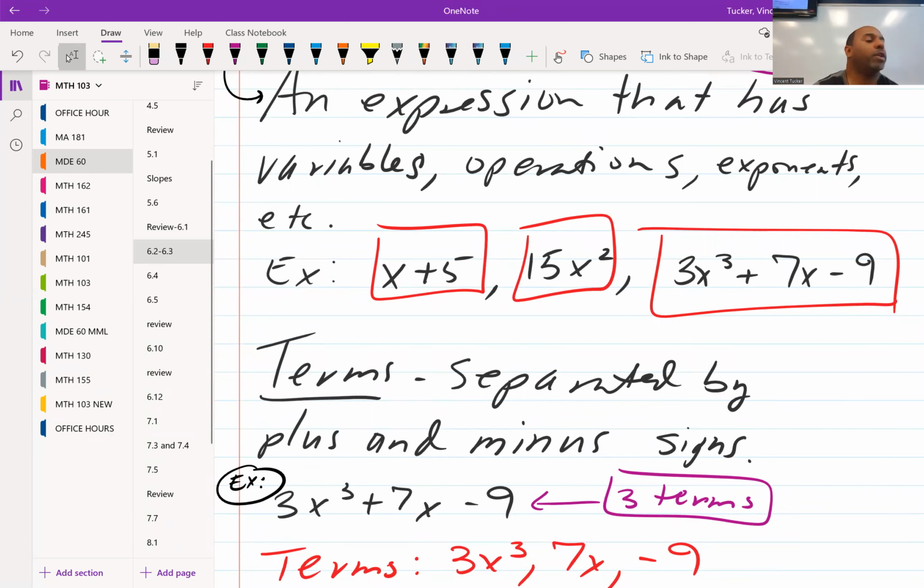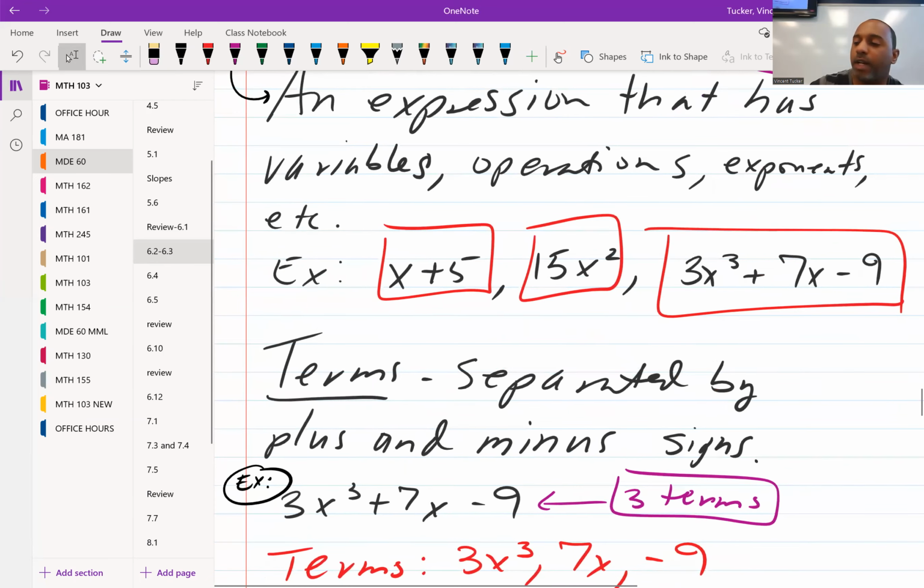All right, so in your polynomial, you're going to have terms. They're separated by plus and minus signs. So if I have 3x cubed plus 7x minus 9, I have three terms there: 3x cubed, 7x, and then -9.